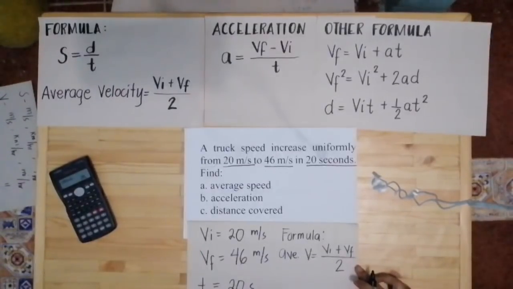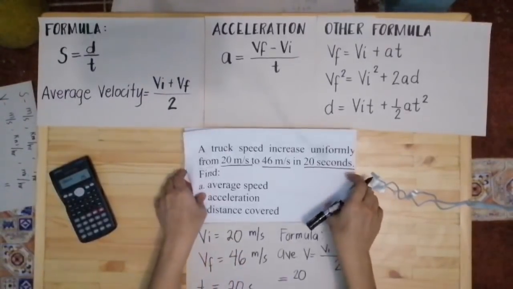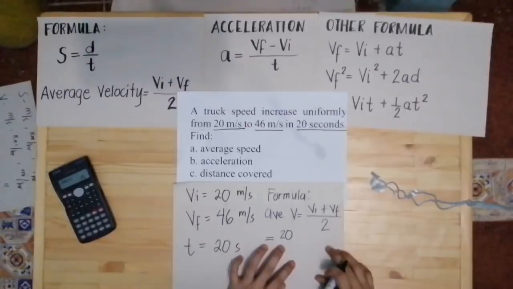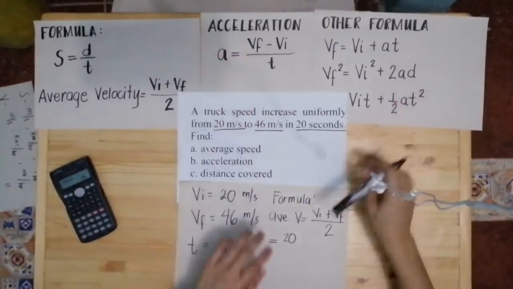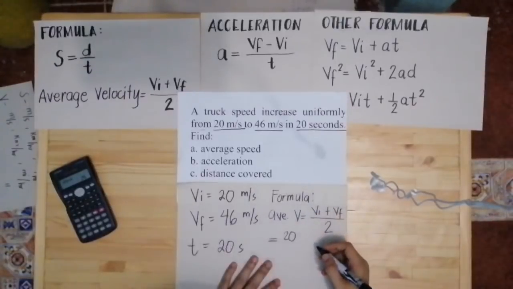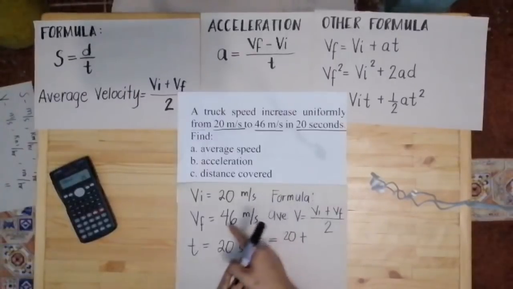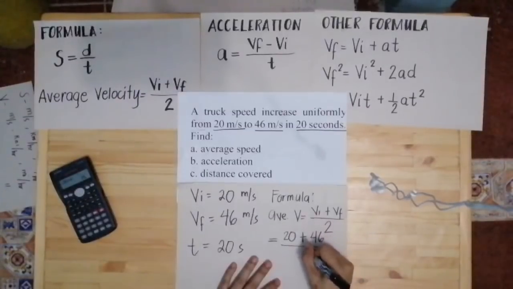Okay? So ngayon, to get the average speed, copy na VI, palitan natin. VI is equal to 20. Okay? And then kahit wag natin lagay muna yung mga unit. Okay, sa dulo na tayo maglalagay ng unit. So, VF naman, plus tayo. The VF is 46. Then, divided by 2.